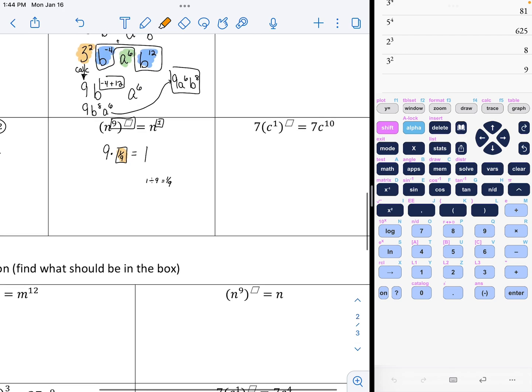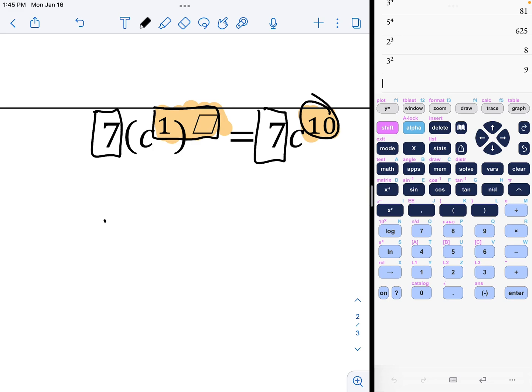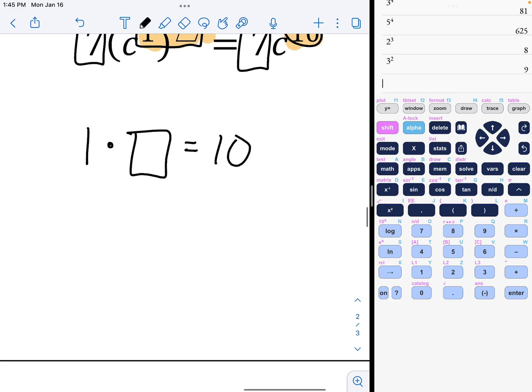All right, now this one. So I have the 7 just chilling in the front. He doesn't actually affect our problem. But this 1 times the box has to make that 10. So the 1 times the box has to make the 10. So let me think. 1 times what equals 10? Well, let's do some division. Divide each side by 1. 10 is what would have to go in the box because 1 times 10 would give you that 10.